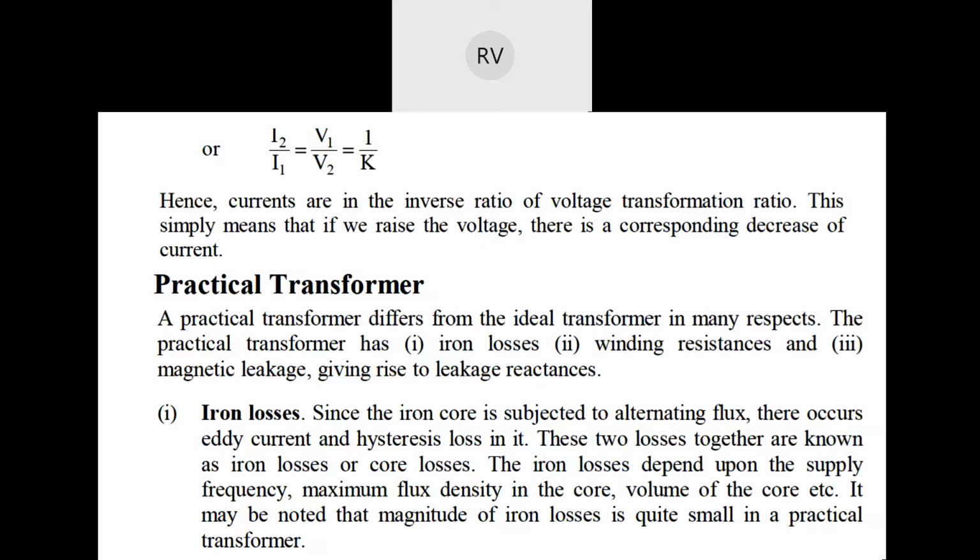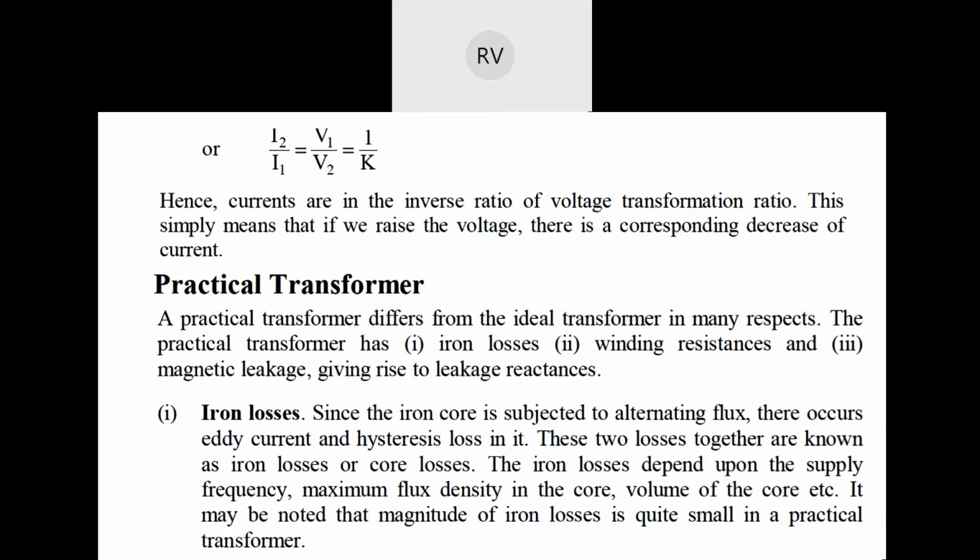The practical transformer has iron losses, winding resistances, and magnetic leakage, giving rise to leakage reactances. These are the different parameters that distinguish the ideal transformer from the practical transformer. Let us see each of them in particular and understand why these are present and how they can be eliminated. So the first thing is iron losses.